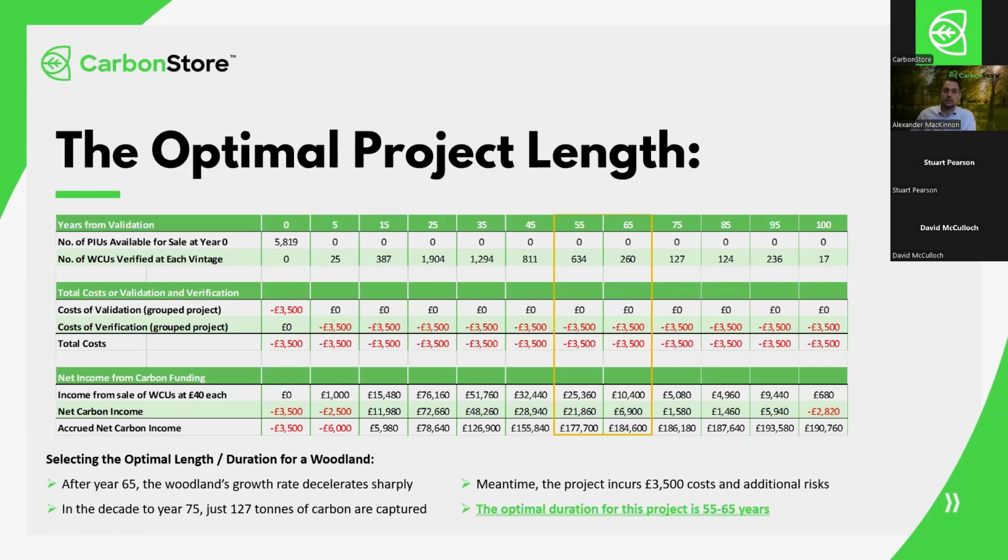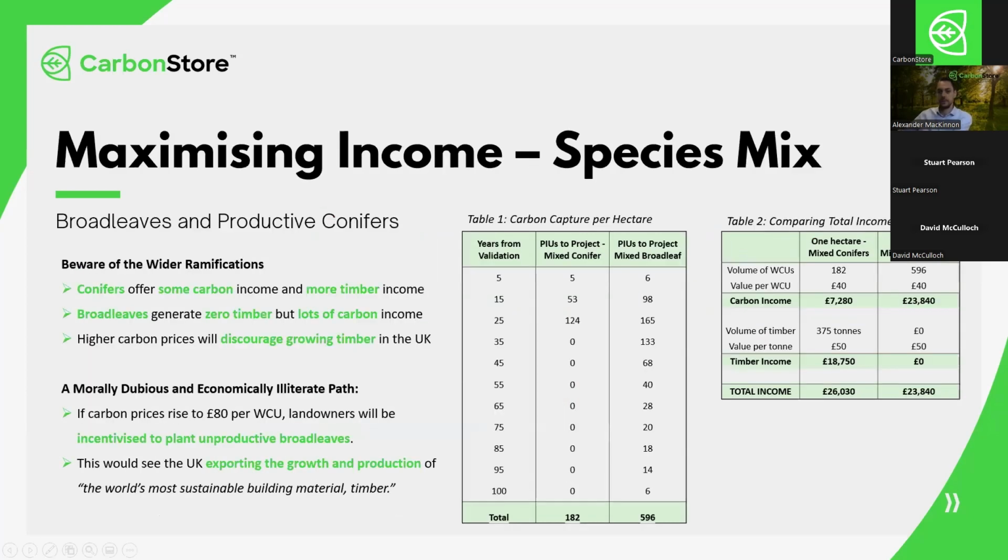As the table here shows, in the decade between years 65 and 75, the woodland will generate an additional 127 WCUs. However, it will only generate £1,580 in additional net income, whilst also extending the project commitment period by an extra 10 years. So for this 15-hectare broadleaf woodland, we would believe that the project duration of 55 or 65 years is most appropriate. The finer details will be determined by the woodland owner's personal preferences, but hopefully these broad principles guide their thinking.